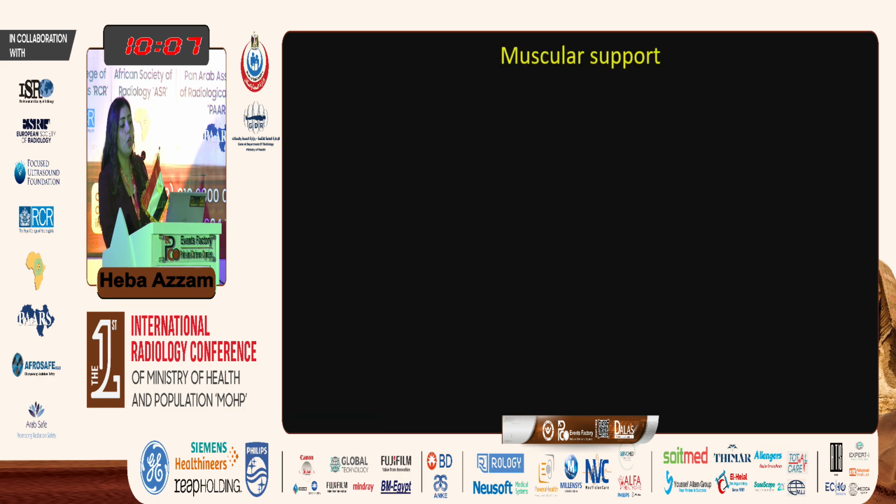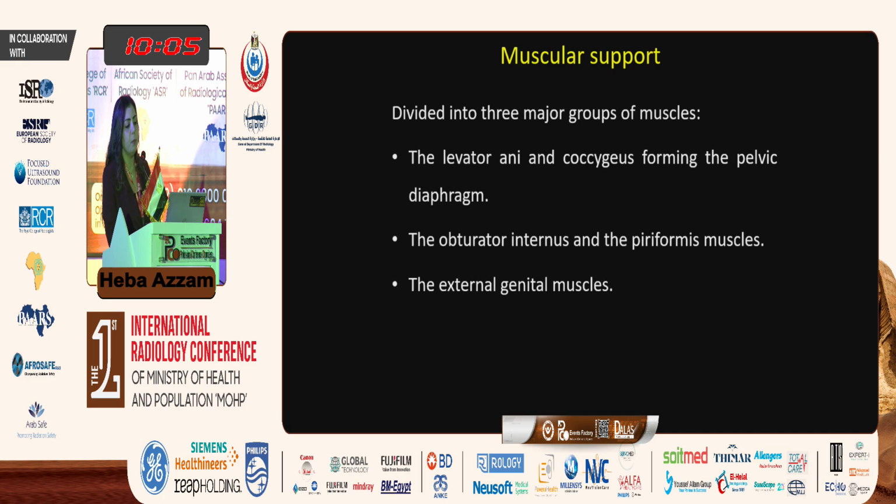The muscle support. We have three major groups of muscle. The levator ani and coccygeus muscle forming the pelvic diaphragm, the obturator internus and piriformis muscle, and the external genital muscles. However, the only muscle that has an active role in the support of the pelvic floor is the levator ani muscle. The other muscles don't have an active role.